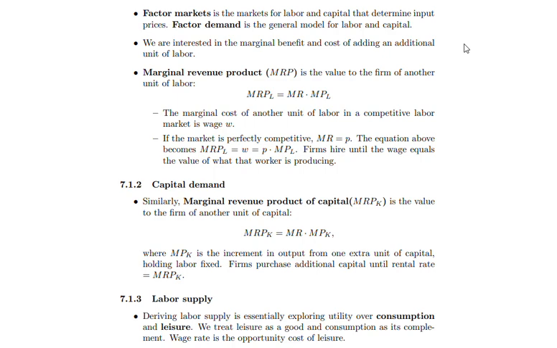If the market is perfectly competitive, the marginal revenue equals the marginal cost, which equals the price. The equation above becomes: marginal revenue product equals wage equals price times marginal product of labor. So firms hire until the wage equals the value of what the worker is producing.